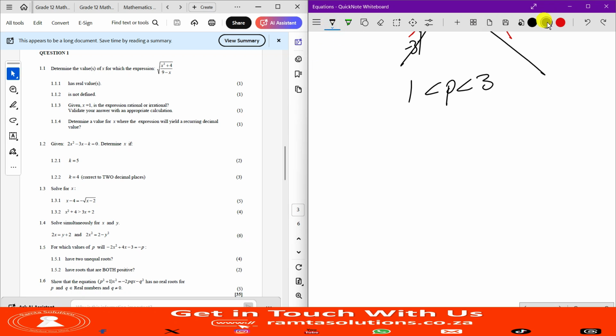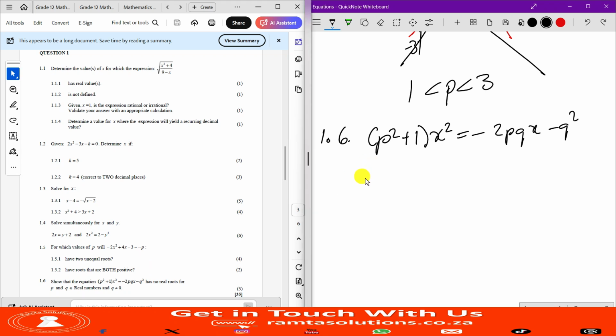All right. Now let's see 1.6: show that the equation (p squared plus 1) times x squared equals minus 2pqx minus q squared has no real roots for p, where q is an element of real numbers and q is not equal to 0. Okay, it is still nature of roots.